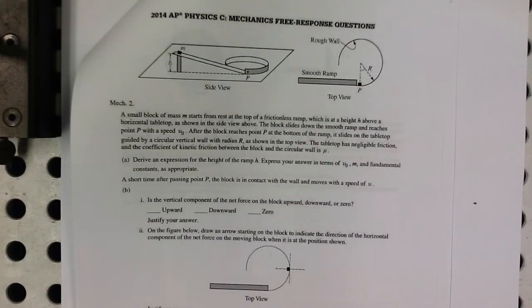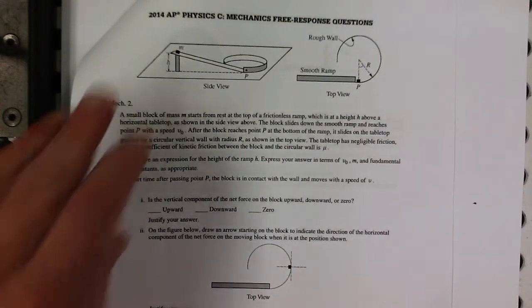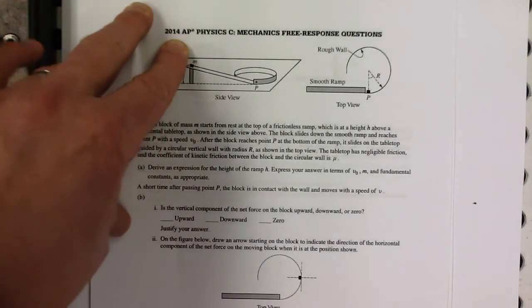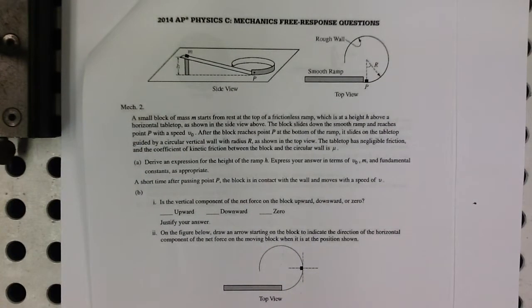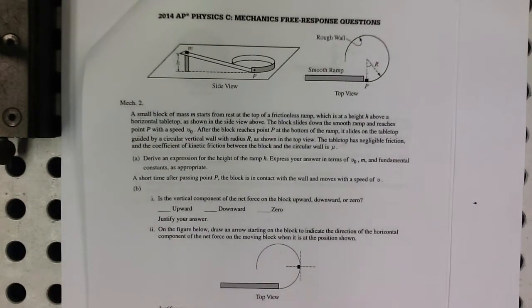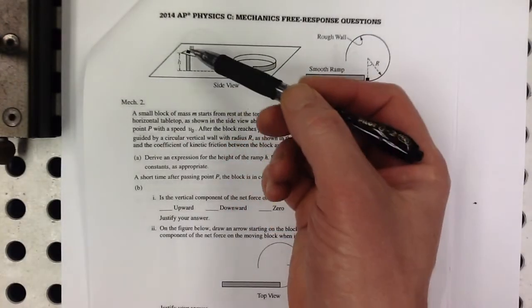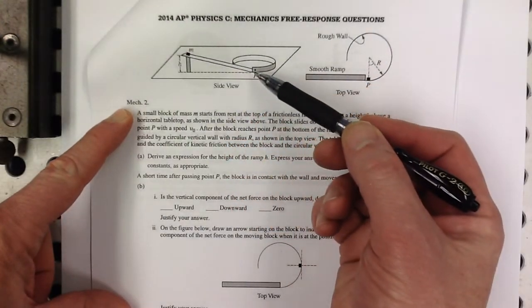AP Physics, 2014, number 2. It's this one. I'm going to do it on a separate sheet of paper. This is my original here. So we have a little block up here, and it's going to slide down here, frictionless.